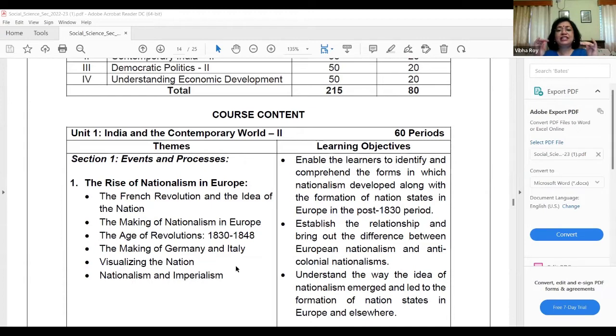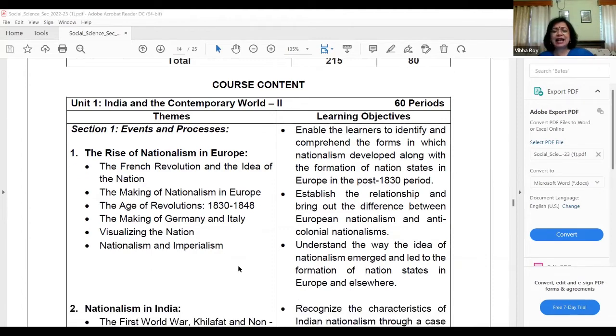Next objective is to establish the relationship and bring out the difference between European nationalism and anti-colonial nationalisms. We were a colony of the British. When we fought for our nationalism, it was anti-colonial nationalism. But European nationalism was very, very different. They were fighting to form a nation state. Next, understand the way the idea of nationalism emerged and led to the formation of nation states in Europe and elsewhere. So all these objectives we will be covering in this topic.